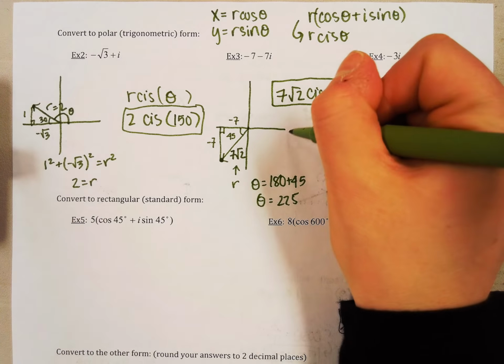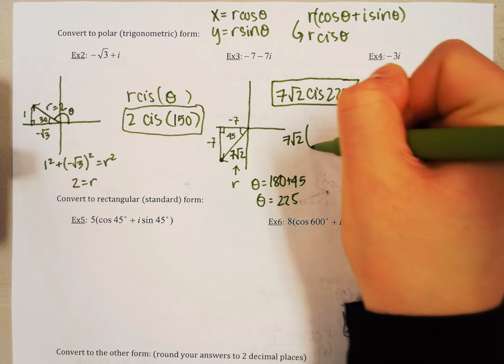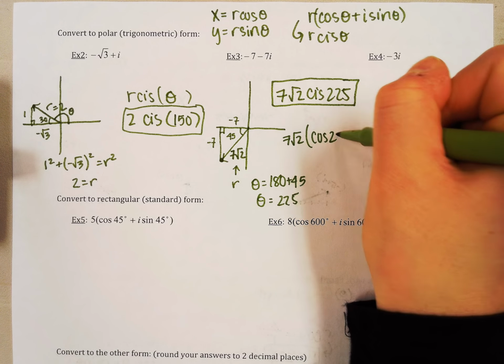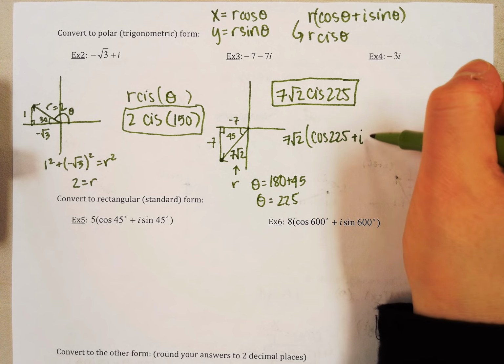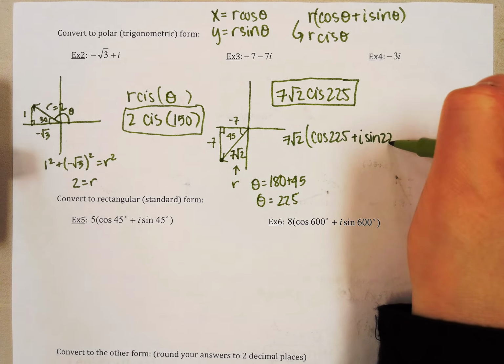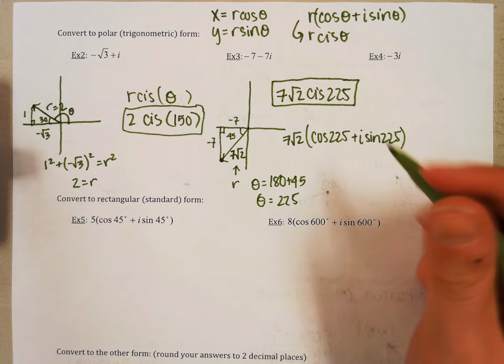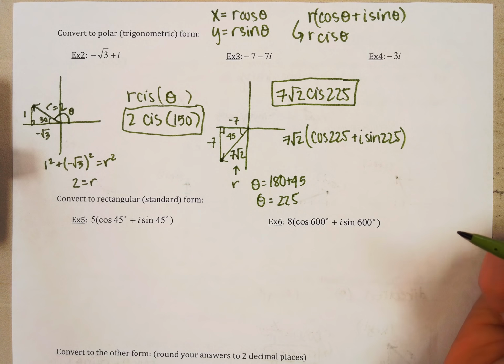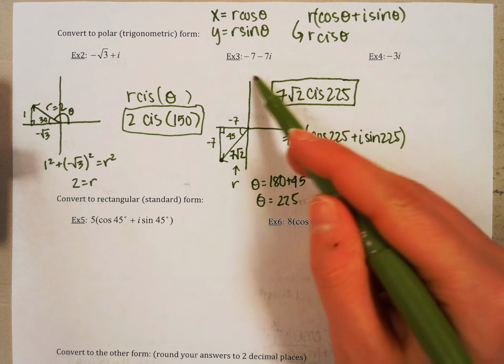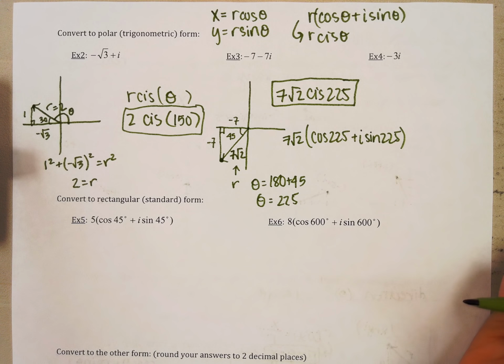Or again, you could write it as 7 root 2 times cosine of 225 plus i sine 225. That means the same thing, or you could distribute that r value throughout. Either way, that's the same representation of this rectangular form of our complex number.